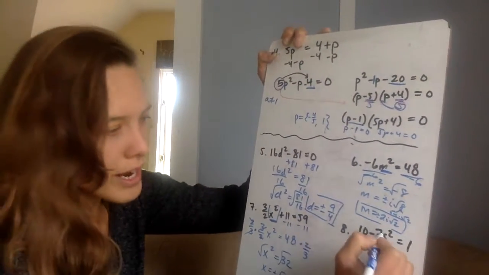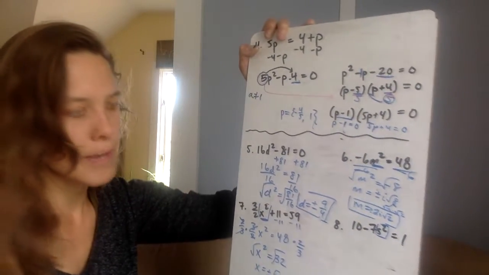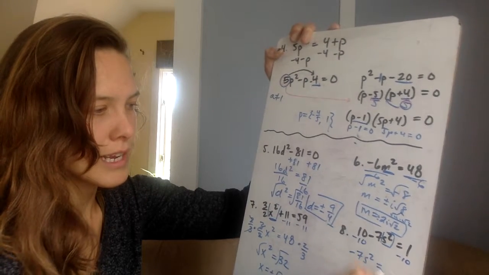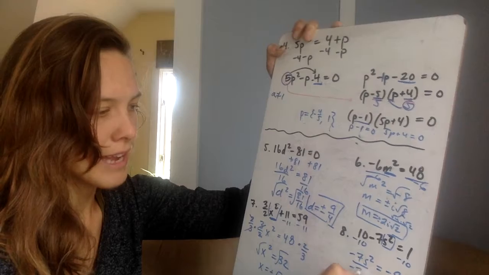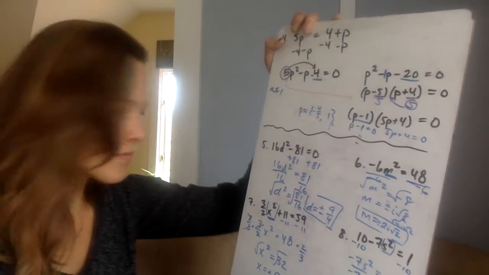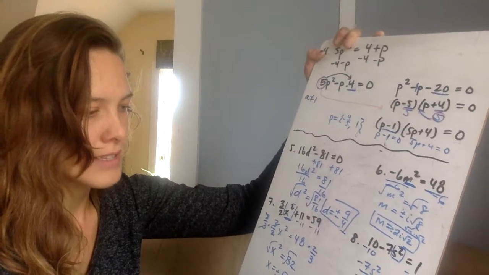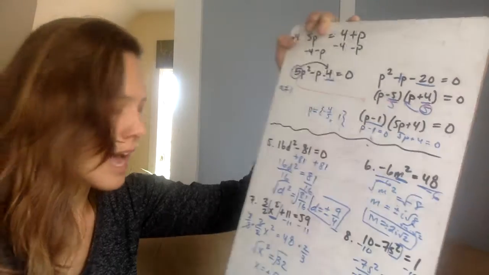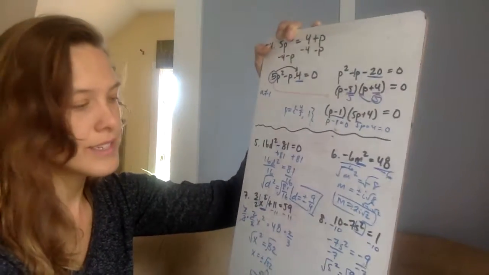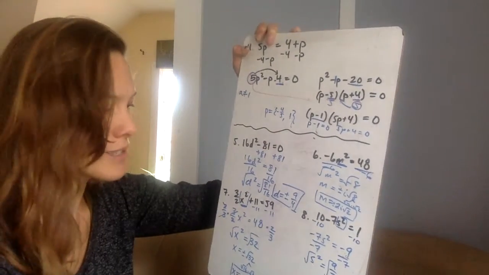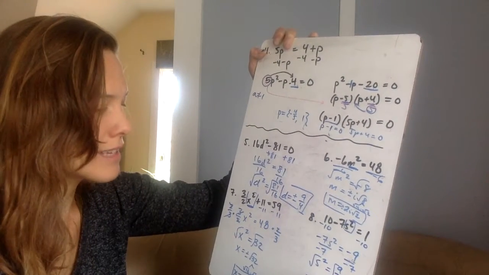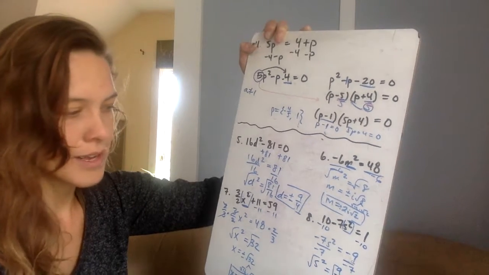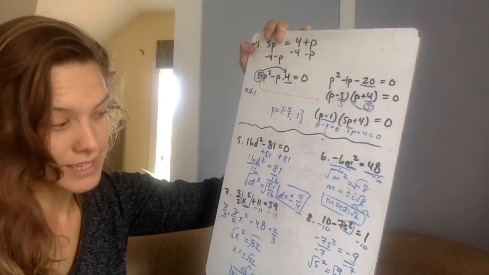In number 8, again, I'm trying to isolate my variable that's being raised to the second power, so I'm going to subtract 10 from both sides. So I get negative 7s squared equals minus 9, divide by negative 7 here, and I'm going to get s squared equals 9 over 7. Take the square root of both sides here, and then this is where your practice with radicals is going to come into play. So I get s equals plus or minus 3 over the square root of 7. So the square root of 9 is 3, square root of 7 is square root of 7.